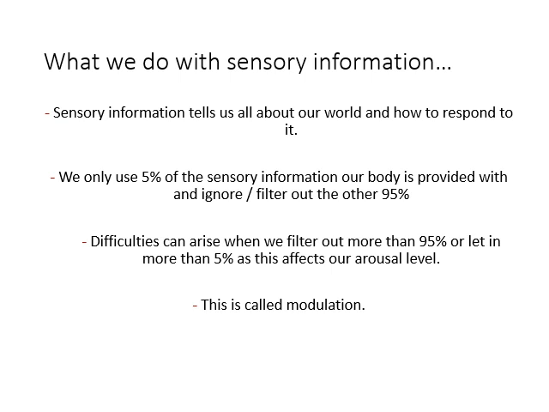We only use 5% of the sensory information our body is provided with and filter out the other 95%. If you're struggling to filter out sensory information and letting in more than 5%, then there are different problems that may occur. This process is called modulation.